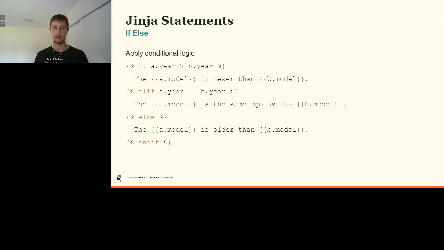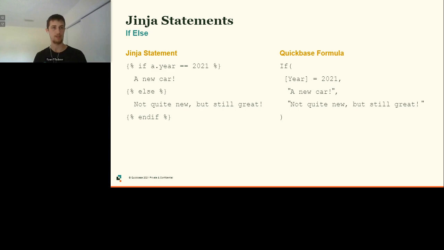One thing we need to keep in mind is that within Jinja statements, specifically with the if else and the for loop, we need to have that end if that we see here at the bottom. Again, this shows the difference between a Jinja statement and a Quickbase formula. They're producing the exact same results, just with a slightly different syntax.